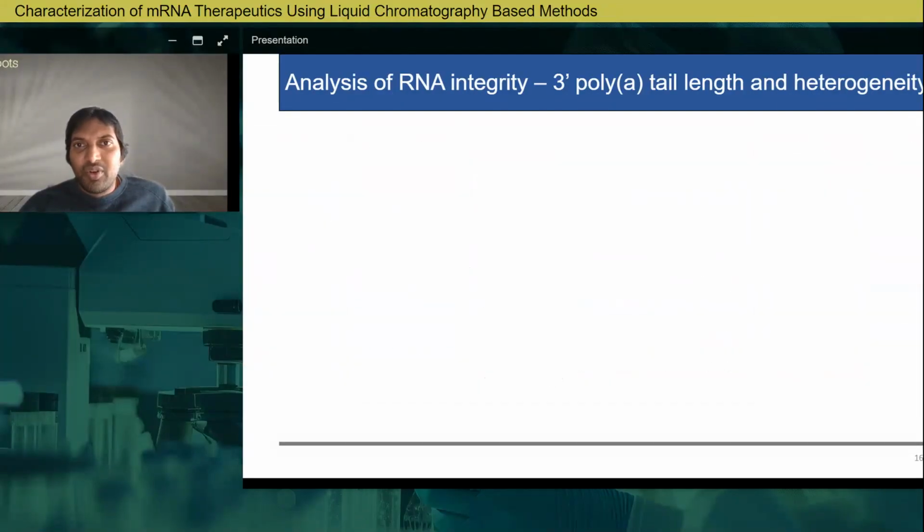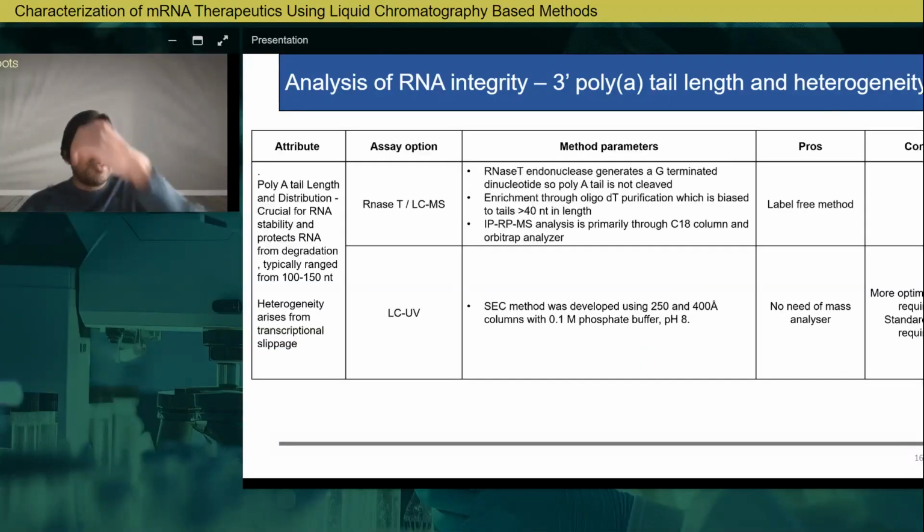Talking more about the poly A tail and heterogeneity. The poly A tail is for RNA stability and protects RNA from degradation. It's typically in the range of 100 to 150 nucleotides. The heterogeneity in the poly A tail normally arises during transcription, where transcriptional slippage can happen and a base can be introduced into the poly A. As I said before, RNase-T is one of the methods people use because it only cuts at G, so you're saving your whole poly A.